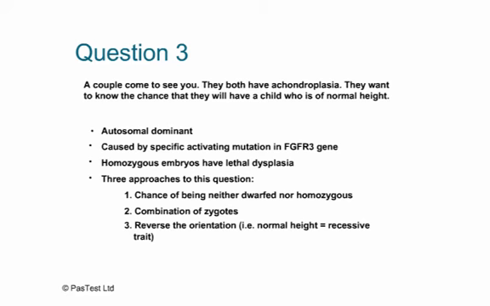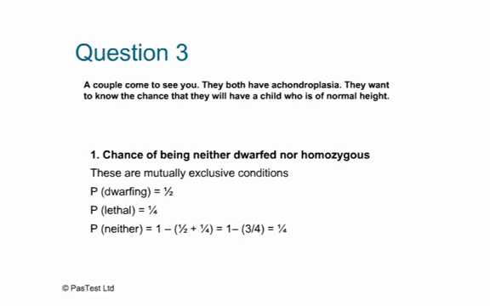The first way of approaching it is to say, is this a situation where we can do some calculations on the probabilities? Yes, it is. What is the chance of the individual being neither dwarfed nor homozygous? Now, we're joining probabilities here, and in this situation, these are mutually exclusive conditions. The child cannot be both normally achondroplastic and homozygous. They can be one or the other.